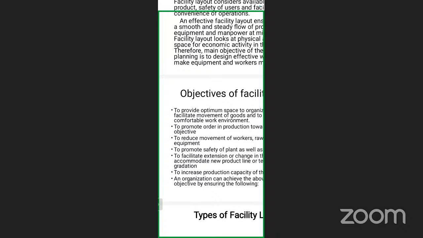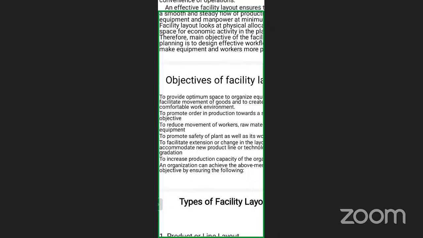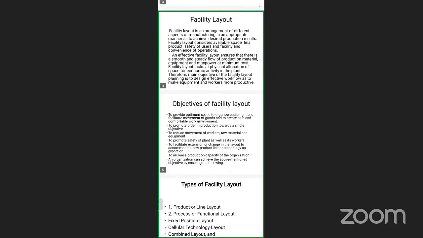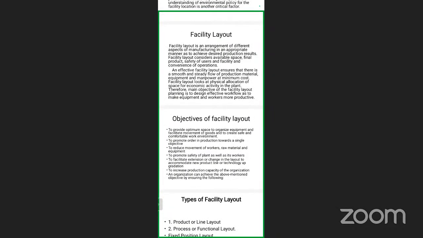Suppose I will give an example. Yes. Sir, the screen is not clearly visible. Please minimize the slide. Yes. Now it is minimized. Yes, visible. It's fine now.